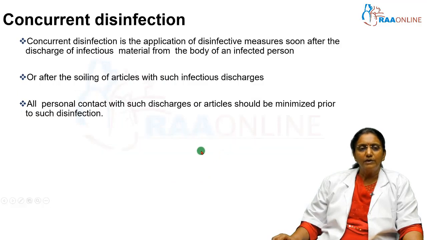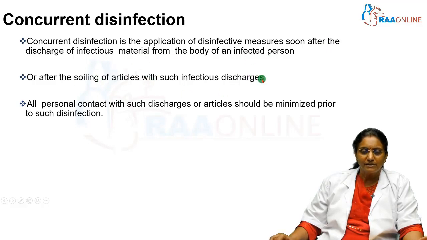What do you mean by the term concurrent disinfection? Concurrent disinfection is when you start performing the disinfective measures soon after infectious material is discharged from the body of an infected person. For example, suppose an article gets soiled with the infectious discharge of a patient, and immediately you apply some disinfectant to remove the ill effects of the infectious material, then you call it concurrent disinfection. All personal contact with such discharges or articles has to be minimized.